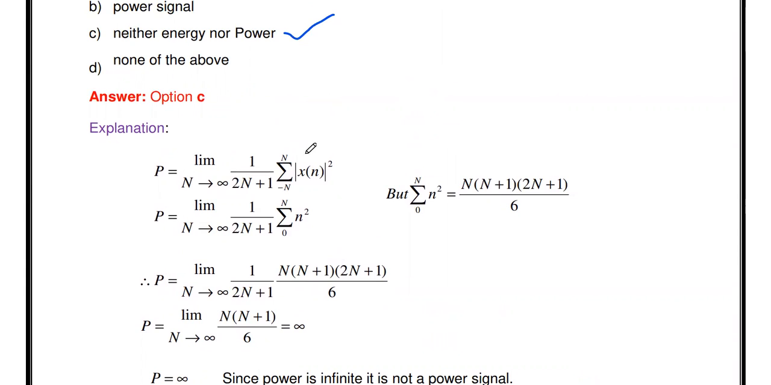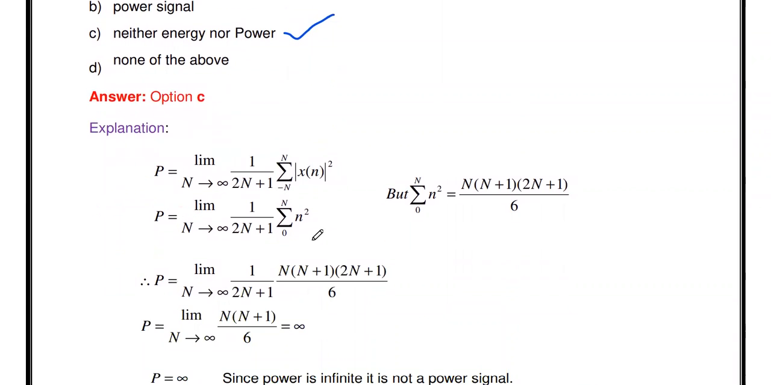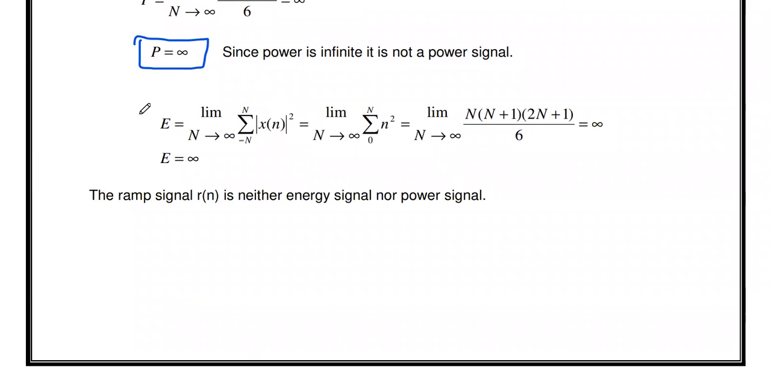We solved this one. If you are calculating the power, the power formula for a discrete sequence is the limit as n tends to infinity of 1 by 2n plus 1, summation over minus n to n, of x of n the whole square. If you substitute r of n, a discrete ramp, we get the power value as infinity. Similarly, if you calculate the energy using this formula, the energy value is also infinity. So for this signal, both power and energy are infinity, and that's why the signal is neither an energy nor a power signal.